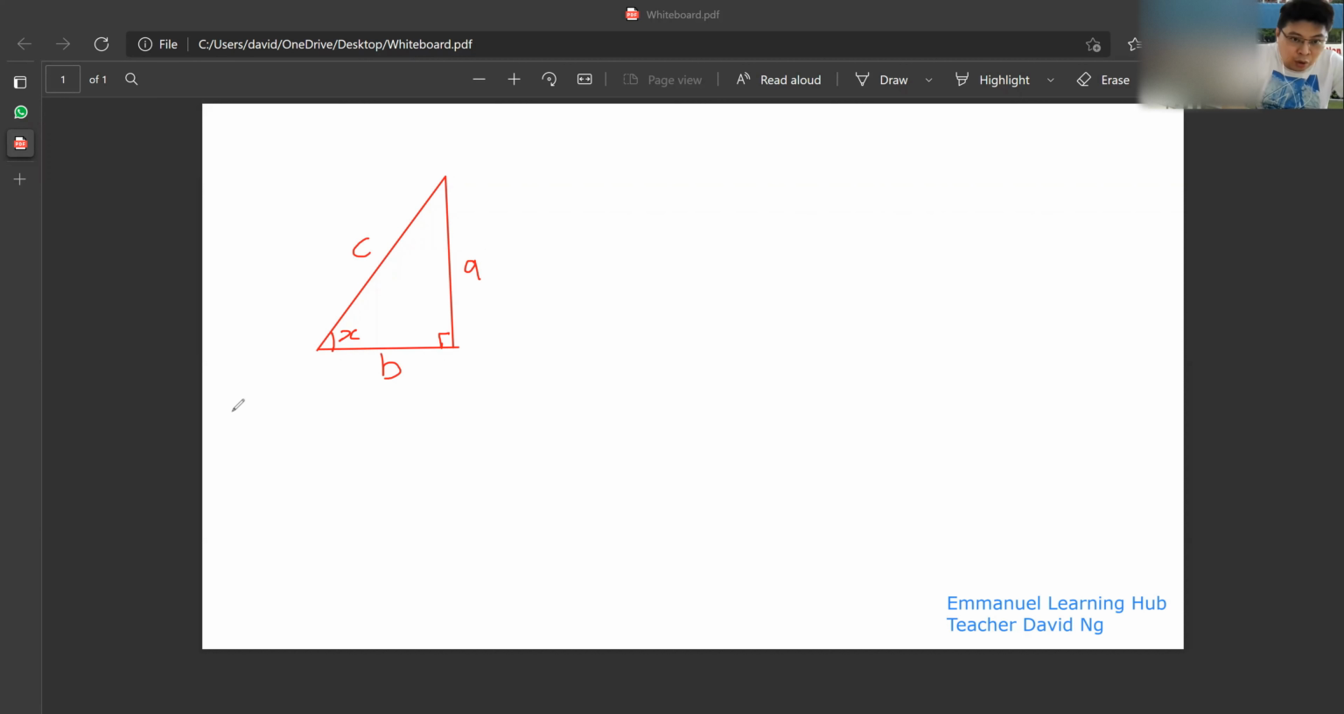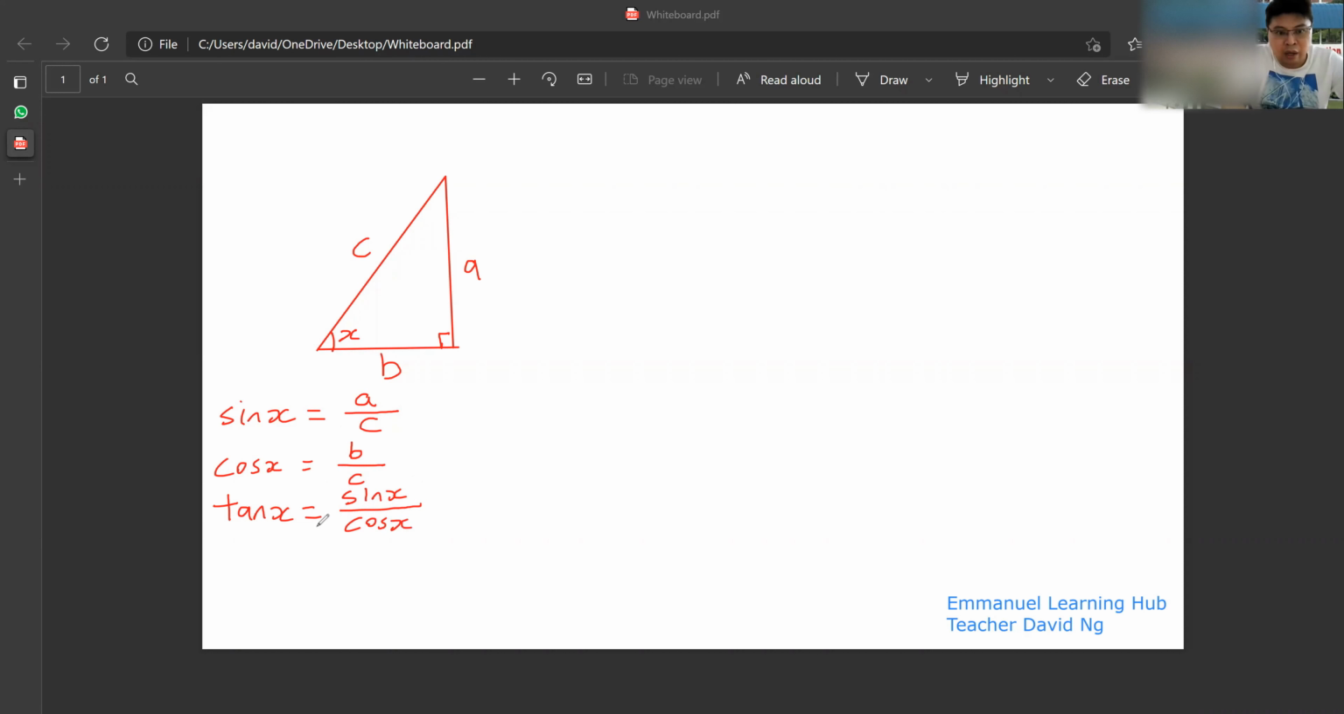So you do recall your sine x. Sine x is the opposite side divided by the hypotenuse, so that is your A over C. And your cosine x is B over C. So today I'm going to prove to you a formula, an identity, that your tangent x is your sine x divided by your cosine x.